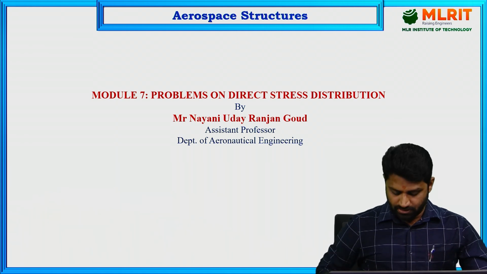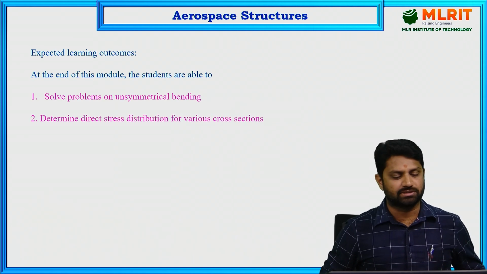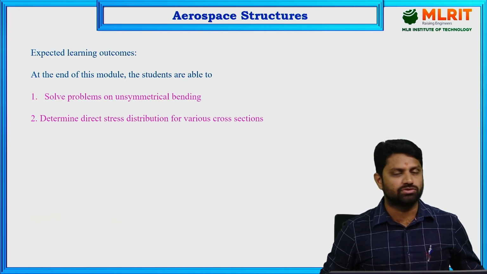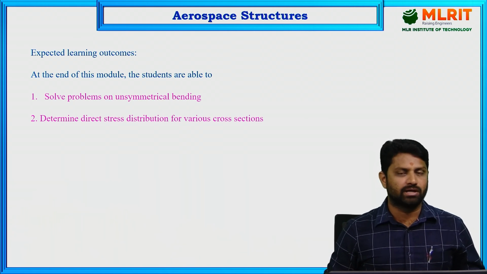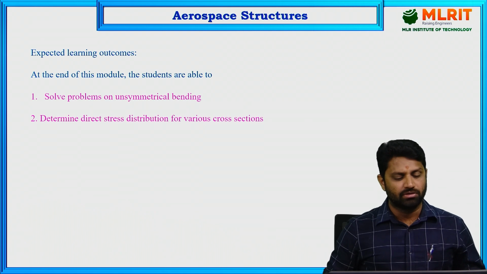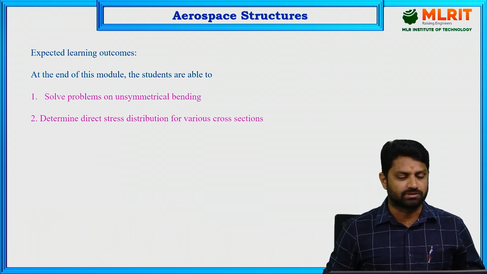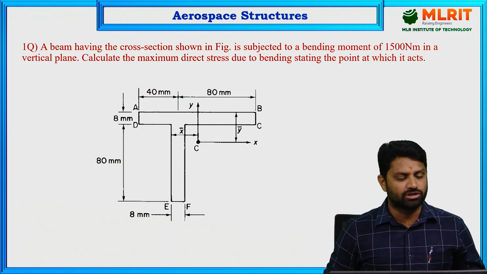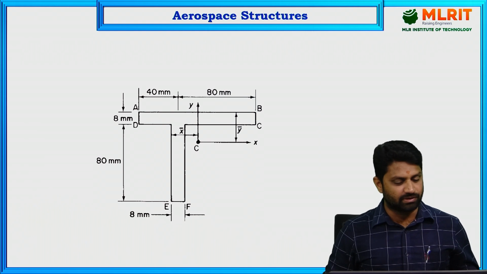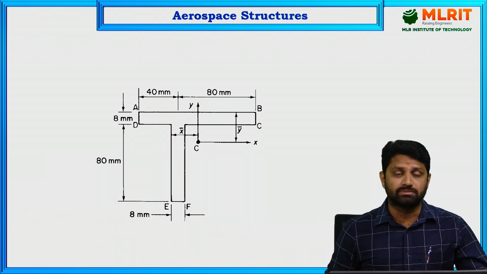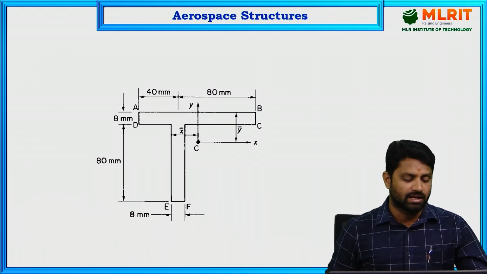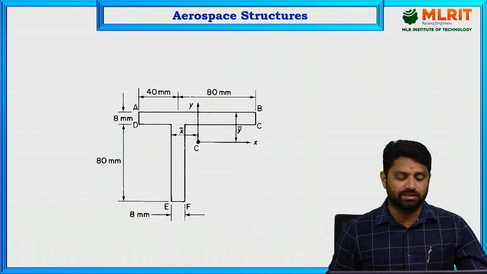So moving on to problems on direct stress distribution. The learning outcomes: students are able to solve problems on unsymmetrical bending, and determine the direct stress distribution for various cross sections. The first problem we see here is a T section, which is an unsymmetrical section again. This is neither symmetrical about the x-axis nor about the y-axis, and you can see the dimensions that are given.